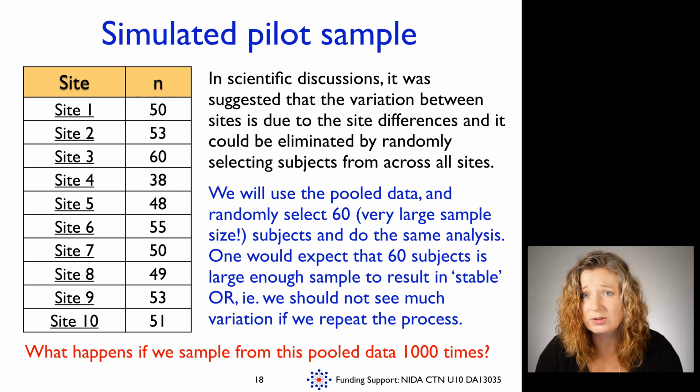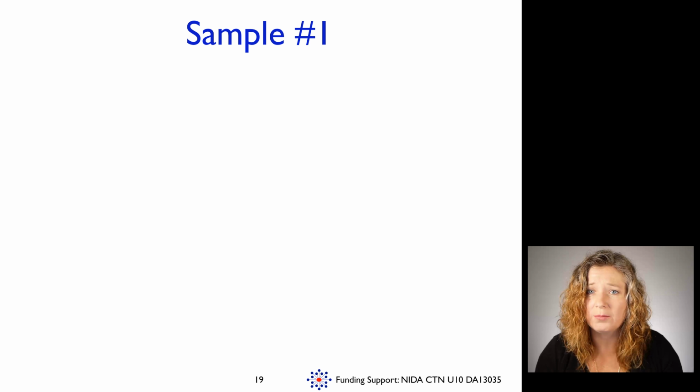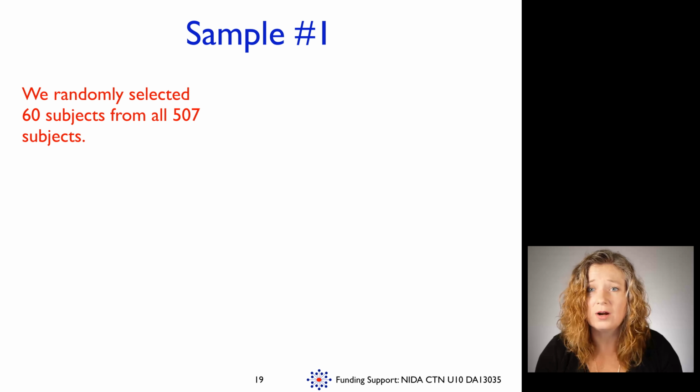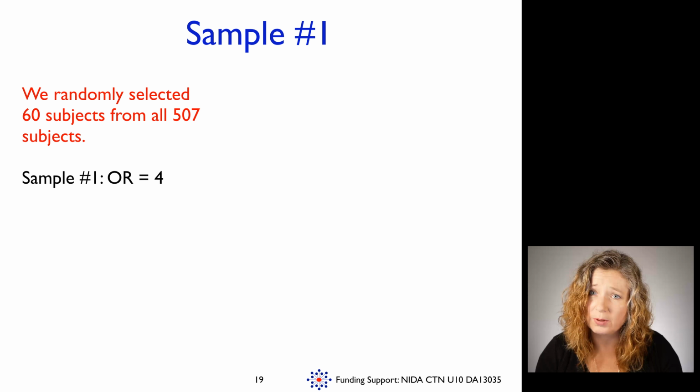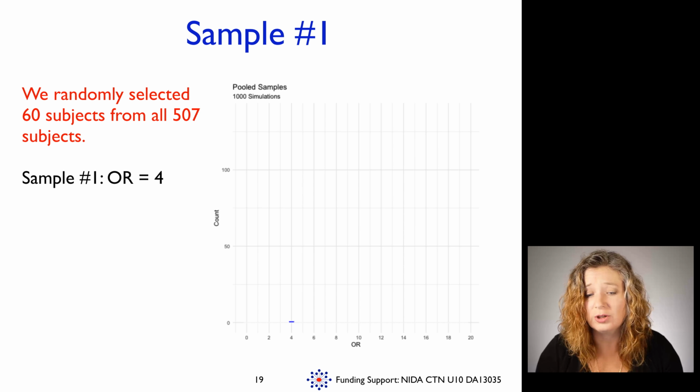We did that once, twice, three times, and then we did that 1,000 times. So for our sample number 1, we just went in and randomly selected 60 subjects out of all 507 available subjects. We analyzed them between treatment and placebo, and our sample odds ratio for that particular random sample of 60 subjects was 4. So I plotted it on a very simple histogram, and you can see the blue bar at 4 because we just did it once.